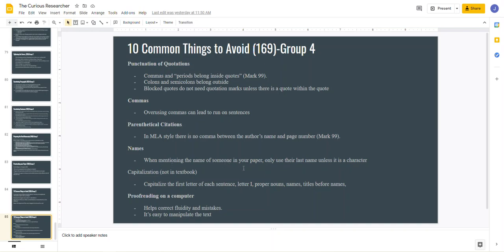Names need to be capitalized. Remember, proper capitalization. This is the second course of the one-year writing program, right? You should be able to understand what needs to be capitalized and what doesn't need to be capitalized. If you're unsure, then look it up in something like Grammarly or even Google. It's always important. And then you want to make sure that you're proofreading before you click that final submission to Canvas. All right. So 10 common things to avoid.